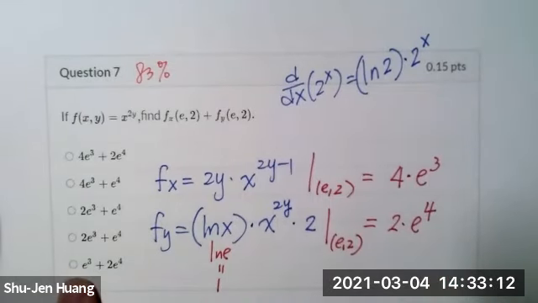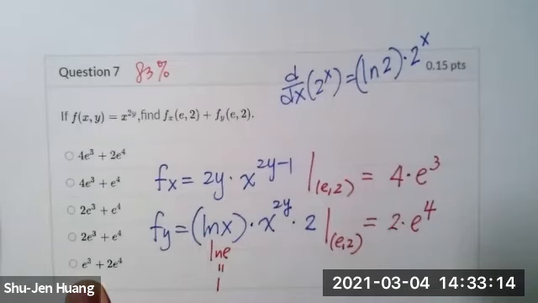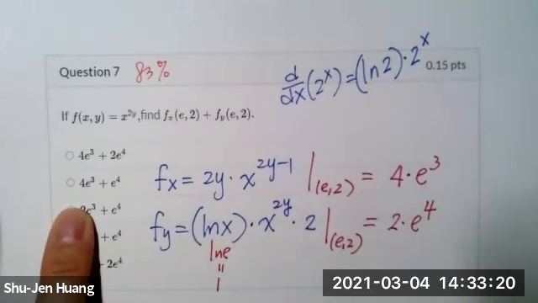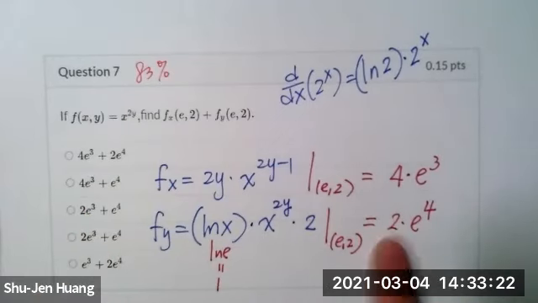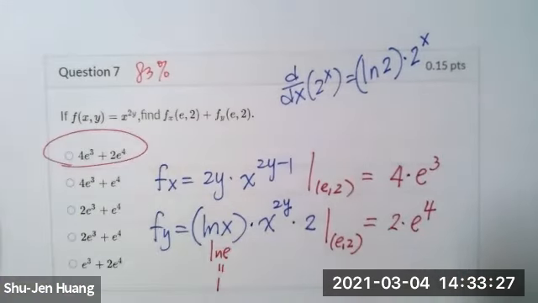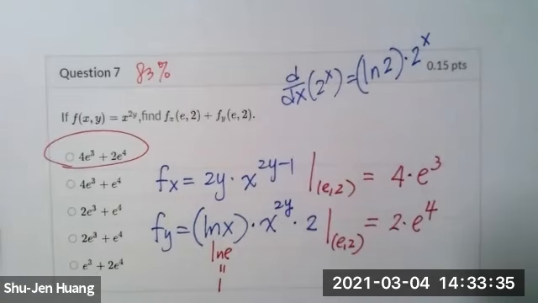Sometimes for a multiple choice question, they try to confuse you here, so you just need to make sure you choose the correct answer. We have 4e cubed plus 2e to the power 4, the first one. The first one is the correct answer here. Is that good for question 7? And let's move on to question number 8.